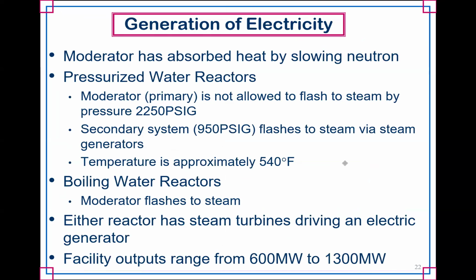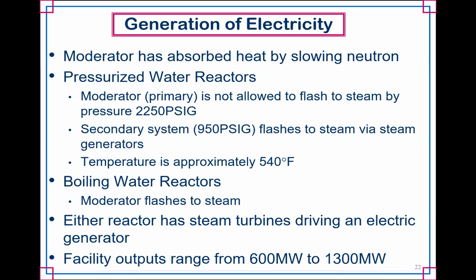So how do you generate electricity? You've got our moderator, that is water, and it is absorbing heat by slowing the neutrons. And you have 2 different designs. We already talked a little bit about a pressurized water reactor. So the moderator, that's the primary, it's running at 2250 psi.